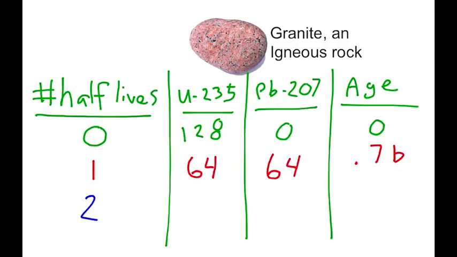If another half-life goes by, which is another 0.7 billion years, so now the rock is 1.4 billion years old, then half of the remaining uranium, half of 64, will go to lead as well. So it'll be left with 32 atoms of uranium and 96 atoms of lead. So you can see that every time a half-life goes by, half of the existing uranium becomes lead.